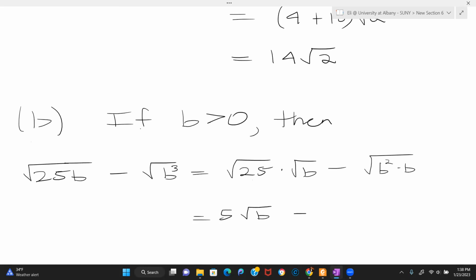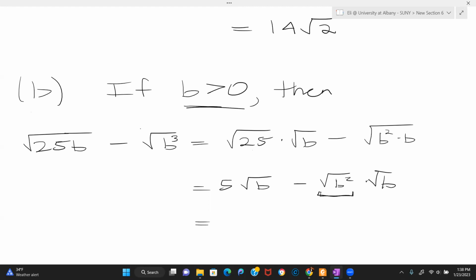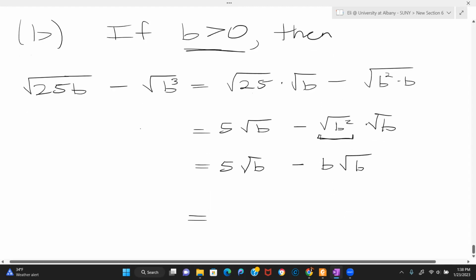And then I'll just distribute this and simplify. The square root of b squared is technically the absolute value of b, right? This term right here is going to be the absolute value of b. But since we're assuming b is positive, we can just drop the absolute value, so we get this. So this would be b times the square root of b.